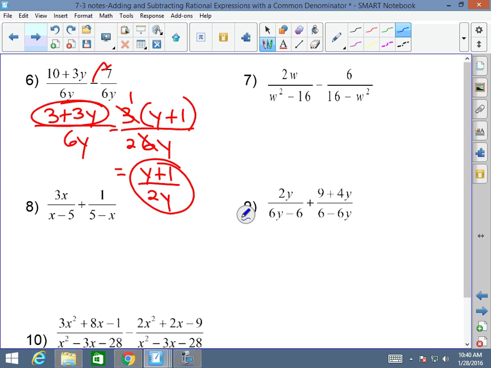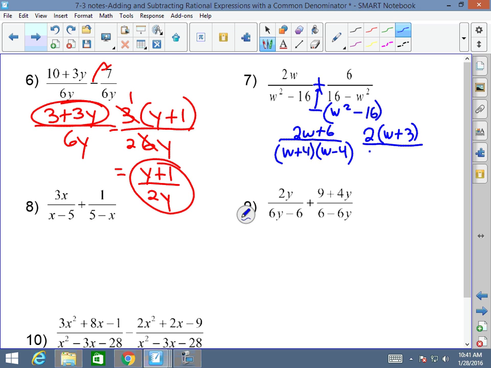Okay, this is a good one. What do I have to do here to the denominator before I can start doing anything? I have to factor out a negative, which gives me w squared minus 16. What do I do with that negative? Bring it up, which becomes a positive. So now I've got 2w plus 6 over w plus 4 times w minus 4, because that's the difference of squares. And then I take out a 2, so I've got 2 times w plus 3 over w plus 4 times w minus 4.